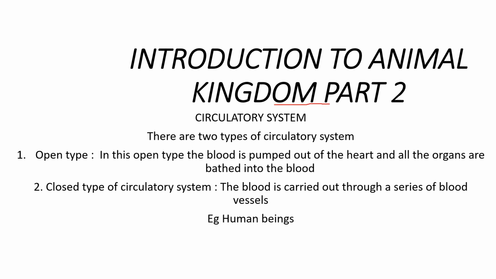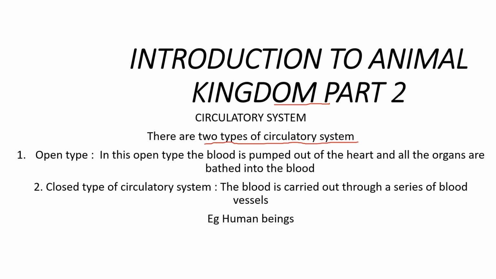So in part 2 we have circulatory system and development. The first one is circulatory system. We all know that circulatory system is very important for circulation of the blood. So how many kinds of circulatory system we have? We have two types of circulatory system.